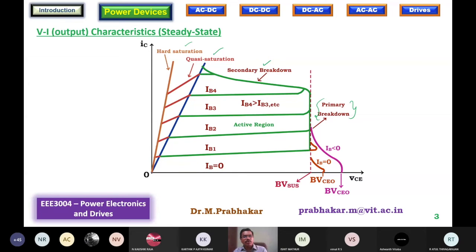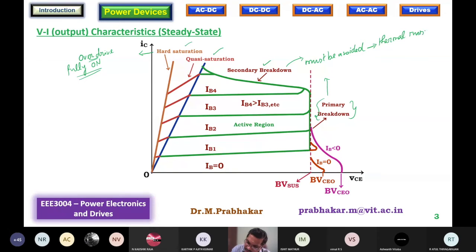About quasi-saturation, I spoke just now. And hot saturation is full drive. You can even call it as overdrive mode. I will write it here. Something like overdrive of the device. Overdrive, or the device is going to be fully on, fully turned on. That is hot saturation. Primary breakdown and secondary breakdown, these regions must be avoided. Because beyond primary breakdown or secondary breakdown, the device is going to suffer from thermal runaway problem.